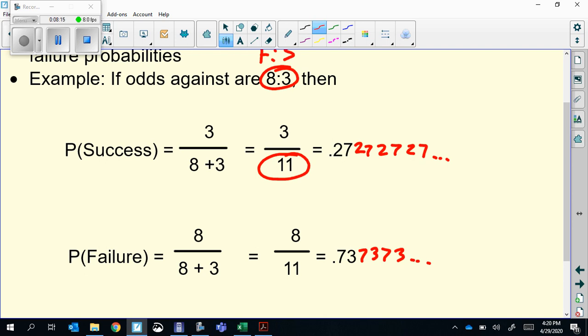That should be 72. Sorry, my bad. That was rounded, because 8 times 9 is 72, and it was just rounded to 73. So, just a little 11's trick for you. A little bonus.